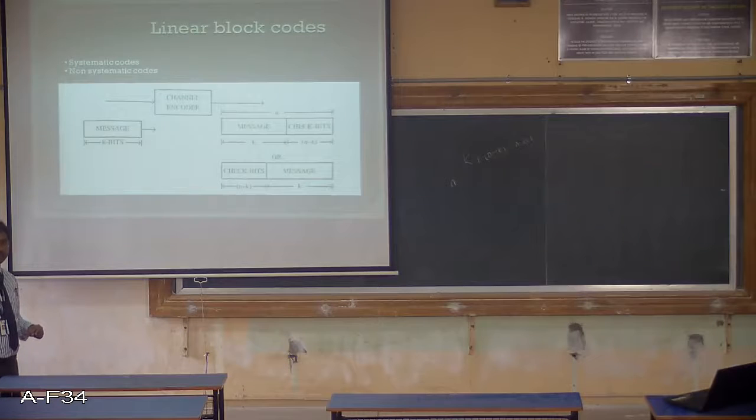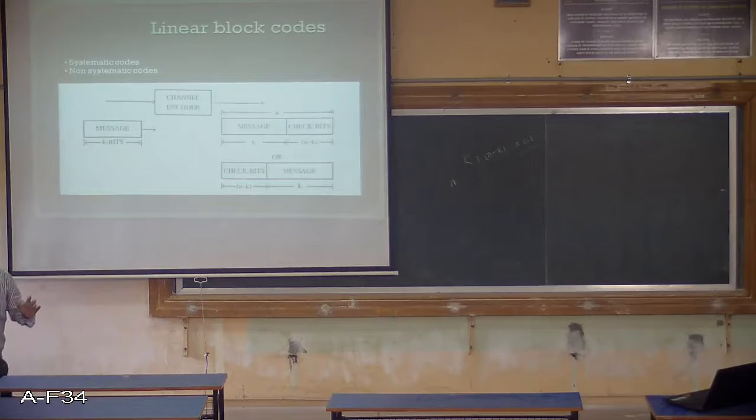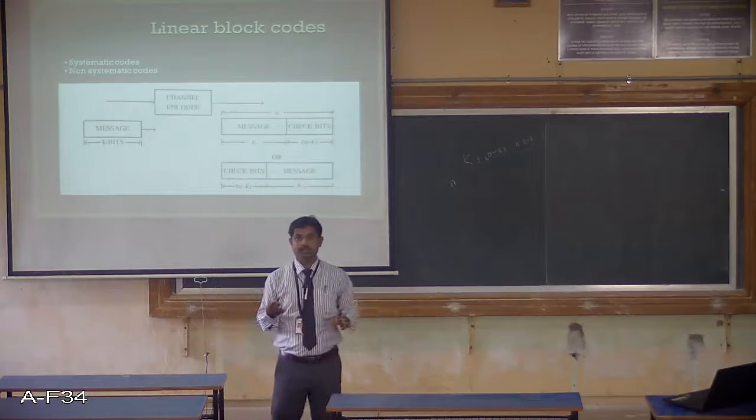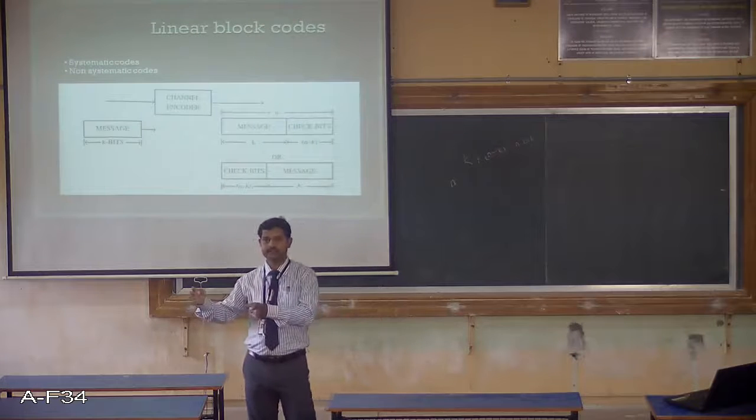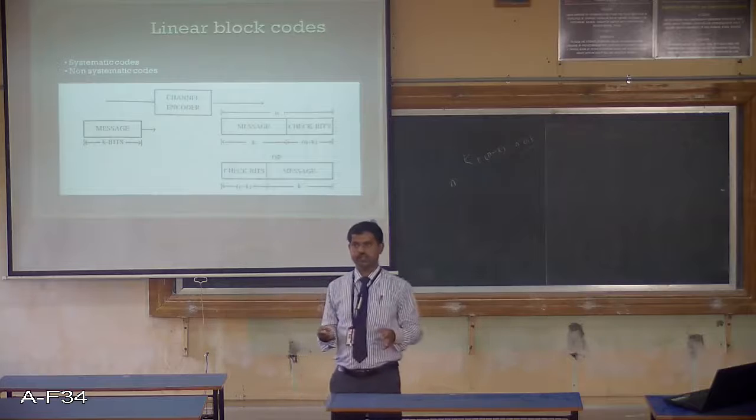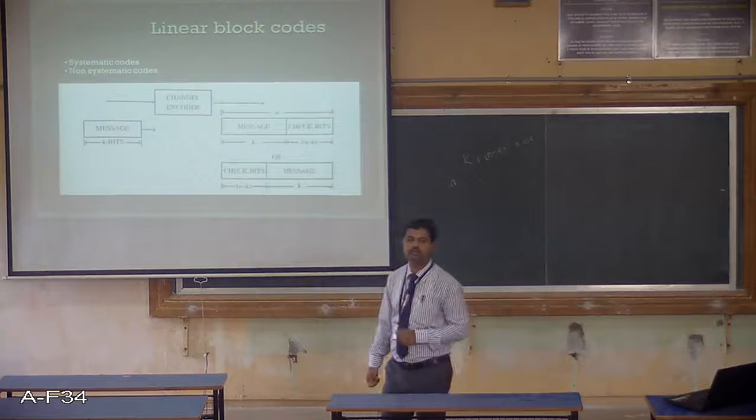You can generate it in this way also: at the beginning, n minus k check bits, plus the information bits, to form the n-bit code word. However you use it, these codes we call systematic linear block codes. Why? Because the n minus k check bits appear either at the beginning or at the end continuously. Those sets of codes we call systematic linear block codes. If they do not appear either at the beginning or at the end, then it is non-systematic.